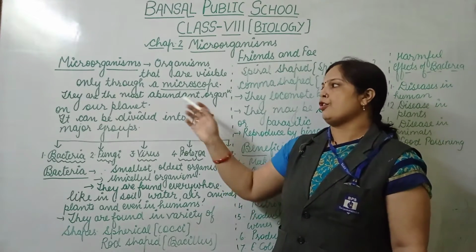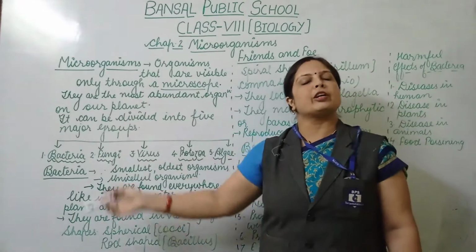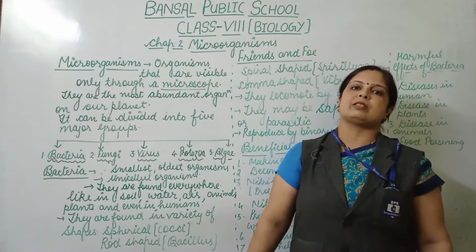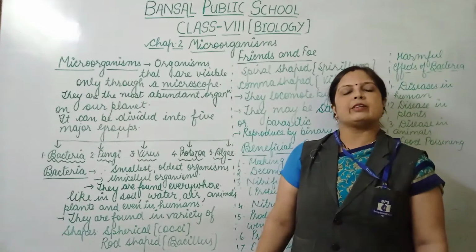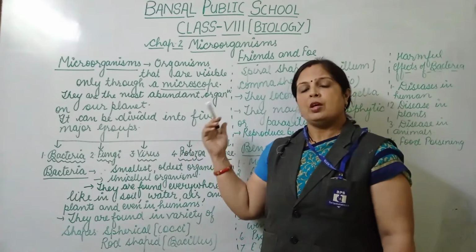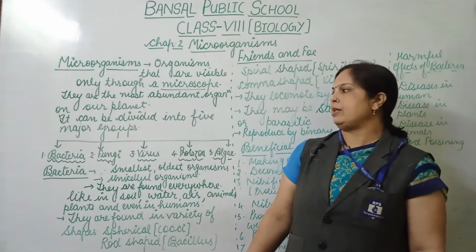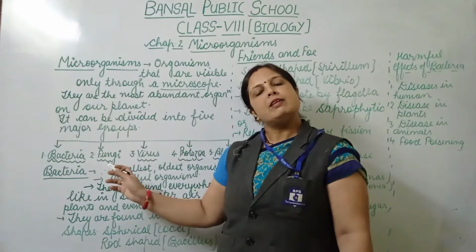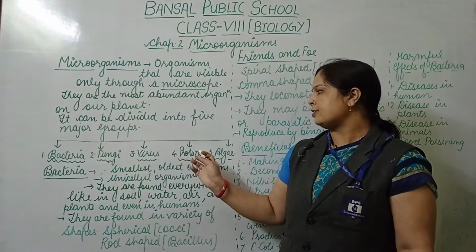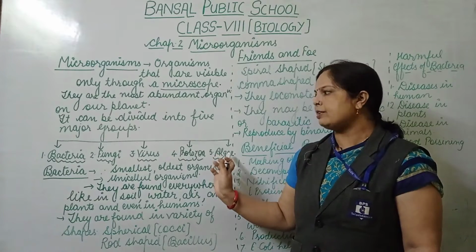Clear? So in short, we can say that microorganisms are those organisms which cannot be seen with naked eyes, which can be seen only through a microscope. And they can be divided into five major types: one is bacteria, second is fungi, third is virus, the fourth is protozoa, and fifth is algae.